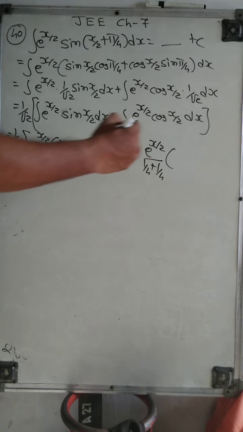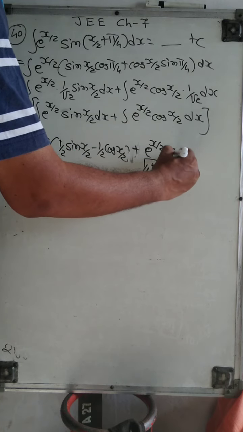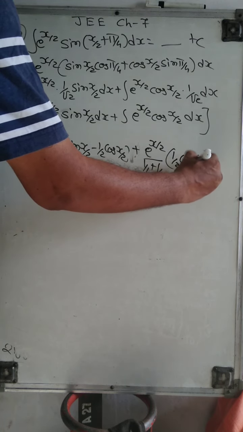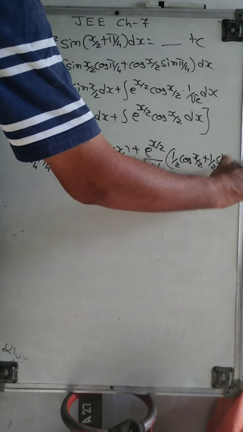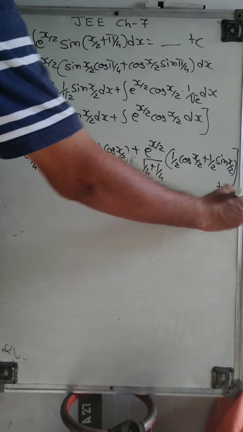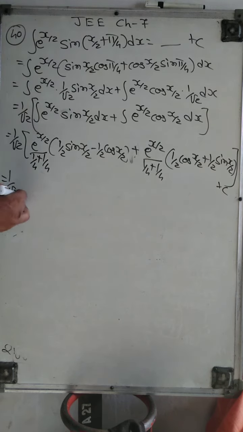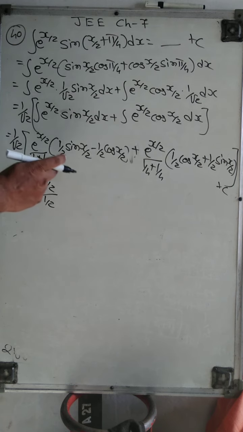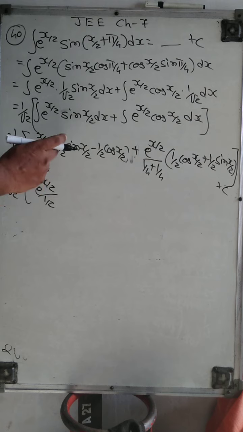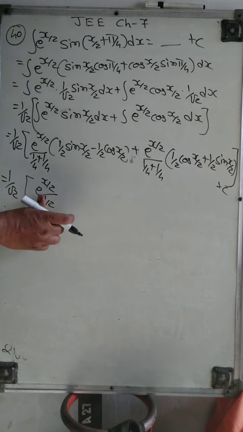Now here a cos x by 2 means 1 by 2 cos x by 2 plus 1 by 2 sin x by 2. Okay, plus c is as it is. So 1 upon root 2 we put as it is. This is e raised to x by 2 upon 1 by 2, and this 1 by 2 is cancelled with this, so only 1 upon root 2 is there, and then we just simplify.